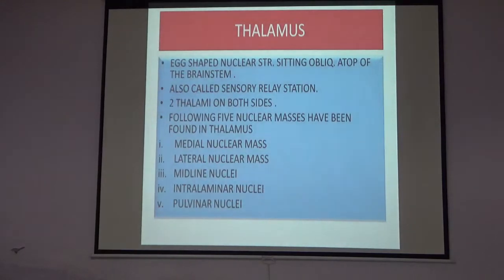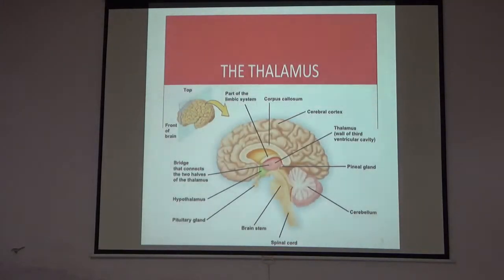Before going to that, these two thalami are anteriorly separated by third ventricle and the quadrigemina, which is present between the posterior part. You can see in the diagram, this is the third ventricle and this is quadrigemina, which is present between the two parts. And this is hypothalamus. This is the bridge which connects the two halves of the thalamus. Thalamus also forms the wall of the third ventricular cavity.